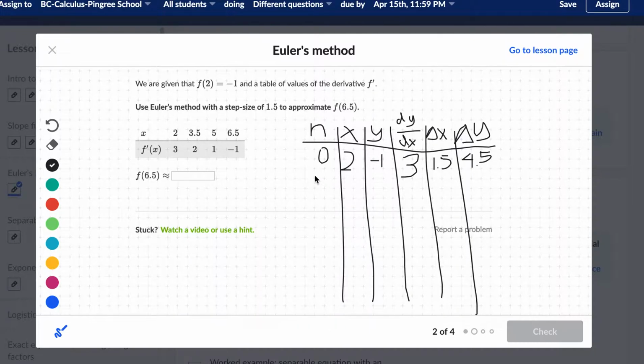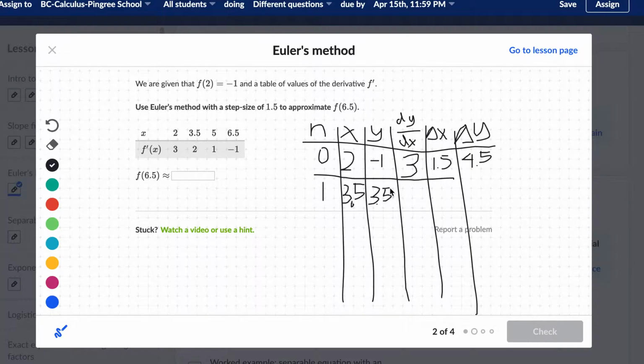Well, if I'm going to my next step then, it's going to be step 1. My first step will be then at 3.5 because that's how big my steps are. They're 1.5 units, and 1.5 plus 2 is 3.5. Okay, well then, what's my change in y? Well, that's the delta y right here. I'm going to add that on. So -1 plus 4.5 is also 3.5. Don't be misled by that coincidence.